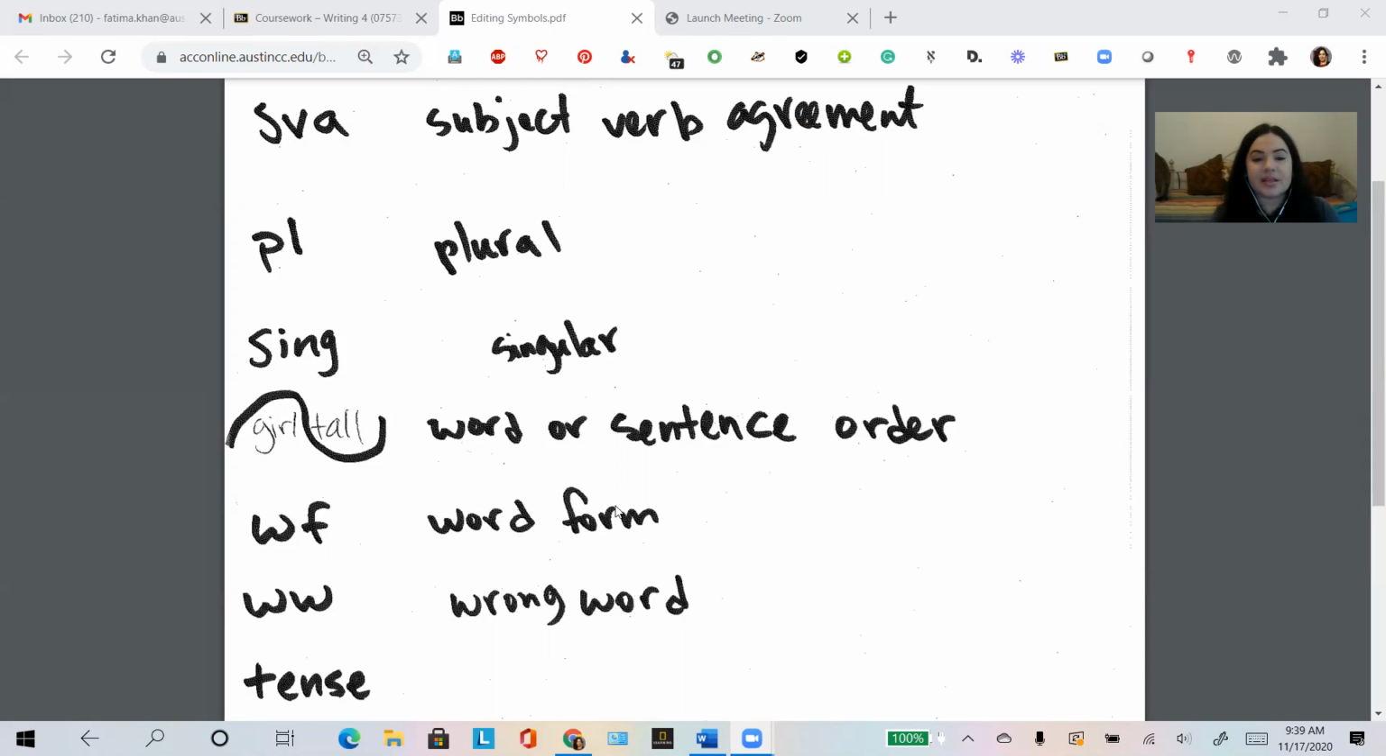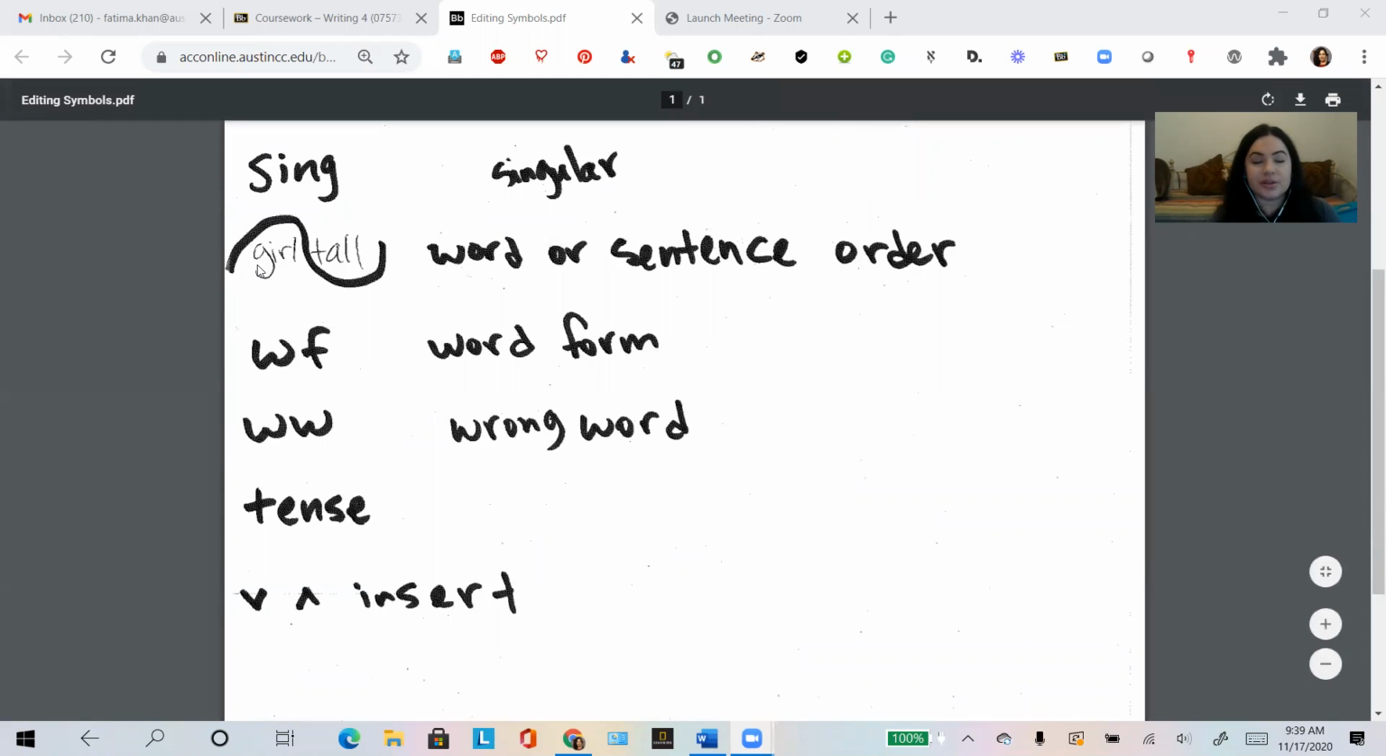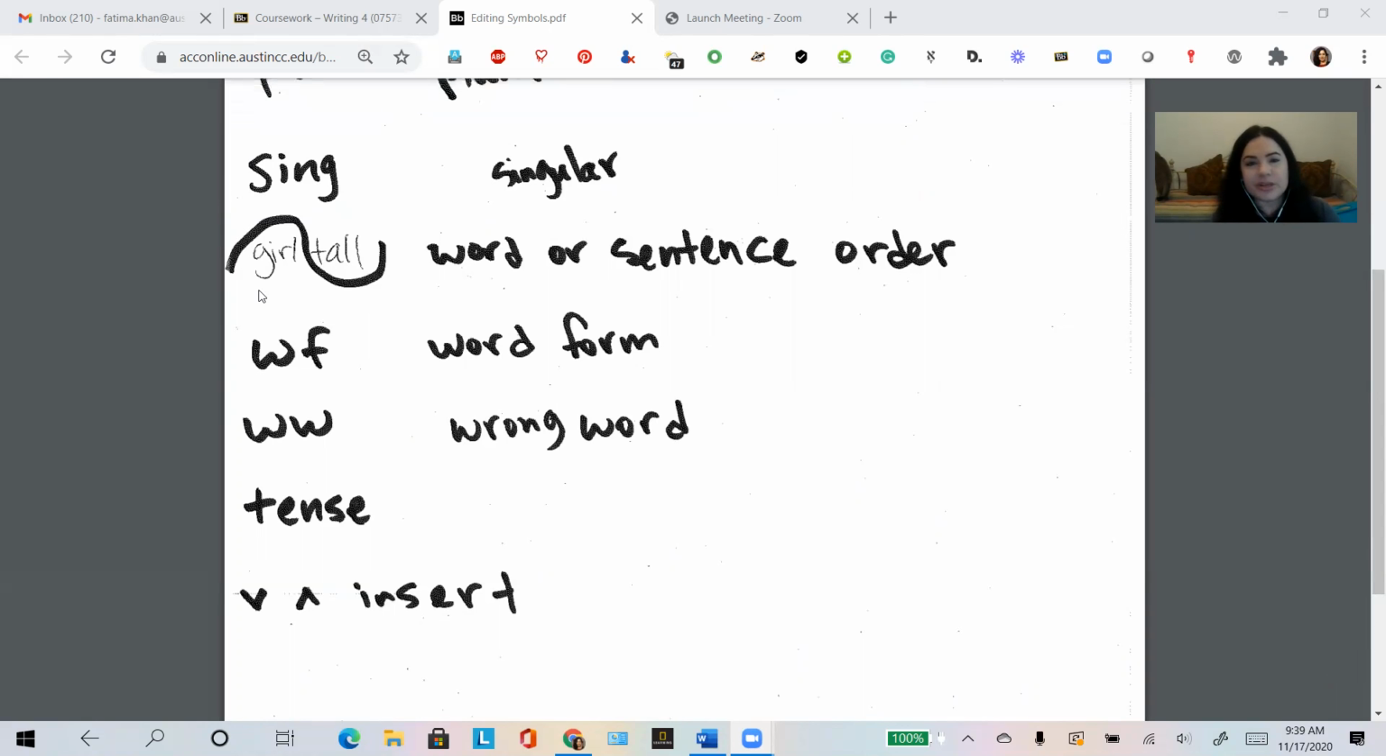Okay. The next one is word or sentence order. You wrote girl tall instead of tall girl. At this level, nobody's writing girl tall, of course. However, you might have a few words and you need to actually switch the order of the words in your writing. So usually I would write this like shape underneath something.